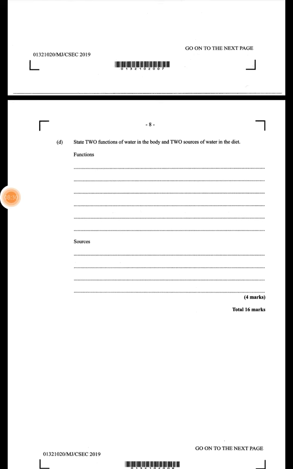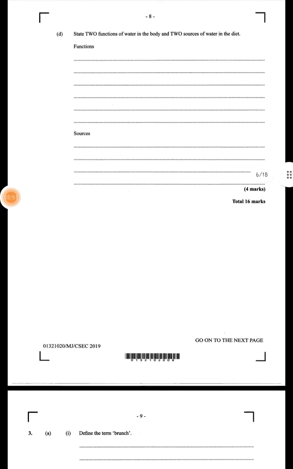diet. So for our functions, we need water to keep our joints and bones lubricated and to help dissolve minerals and nutrients to make them accessible throughout our body. 2 sources of water in the diet are fruits and vegetables and drinking water itself.